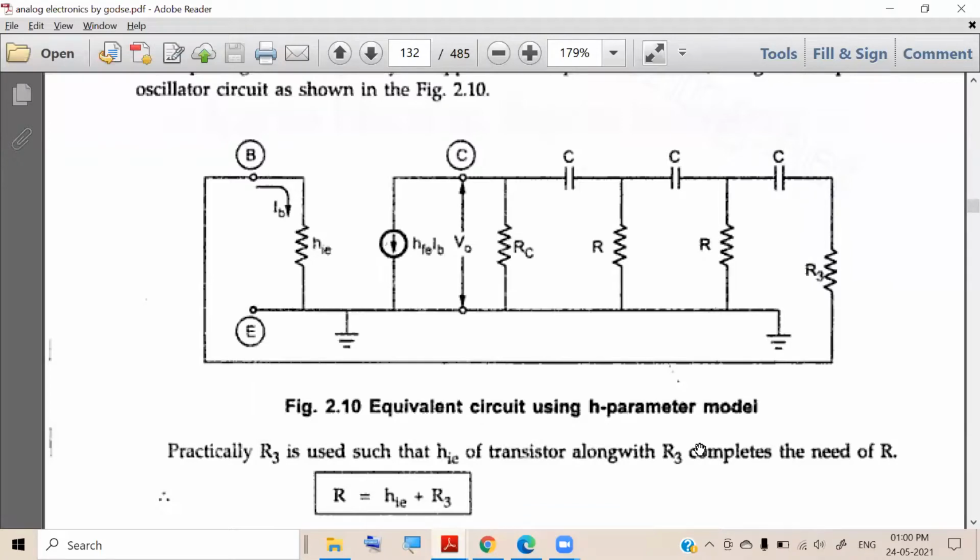Students, see: RC phase shift oscillator, basic amplifier block, then three RC stages. The third stage resistance is such that the equivalent gives us R, so that we have CR, CR, CR, same values. Is it clear, students? Please answer. I want to be sure if it is understood.